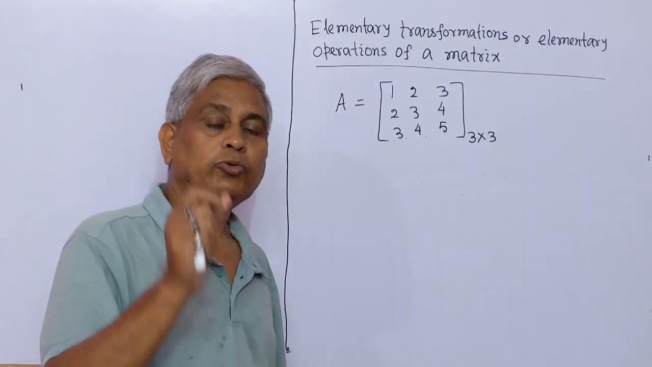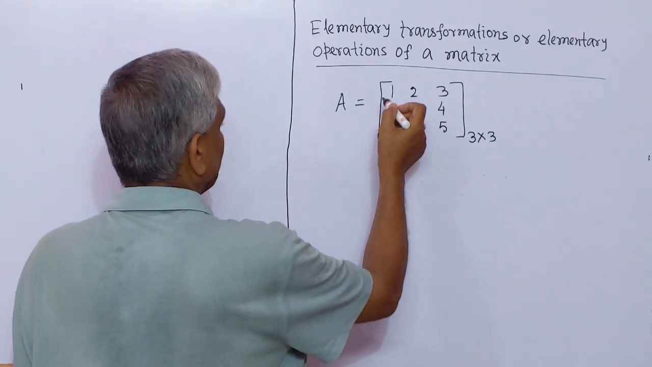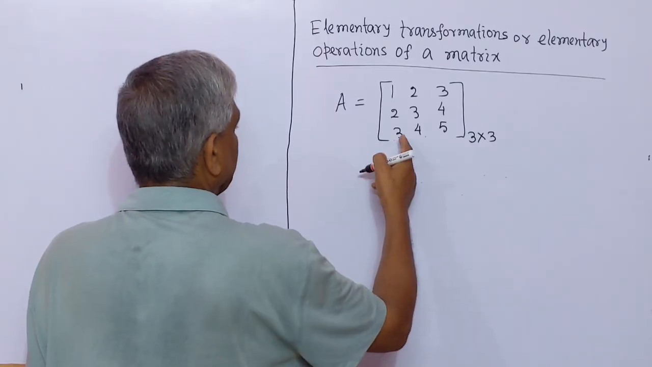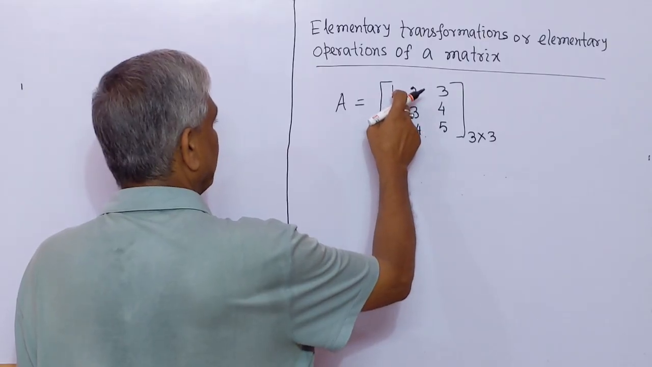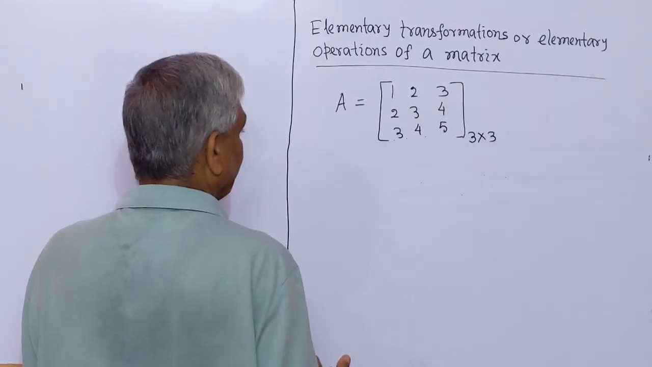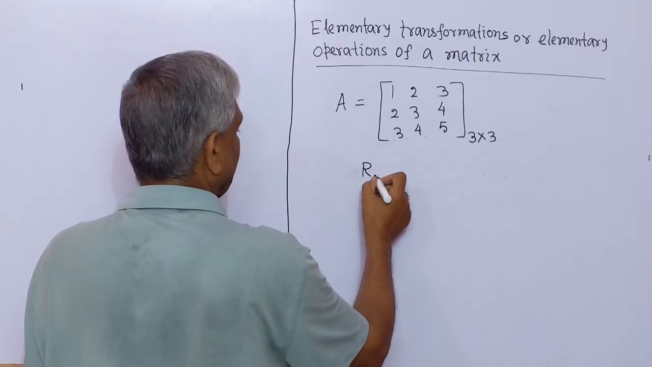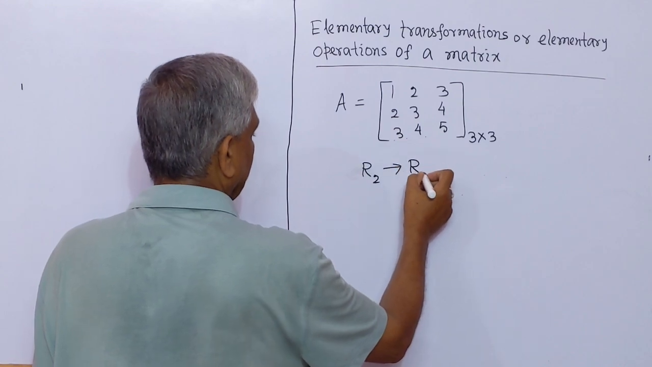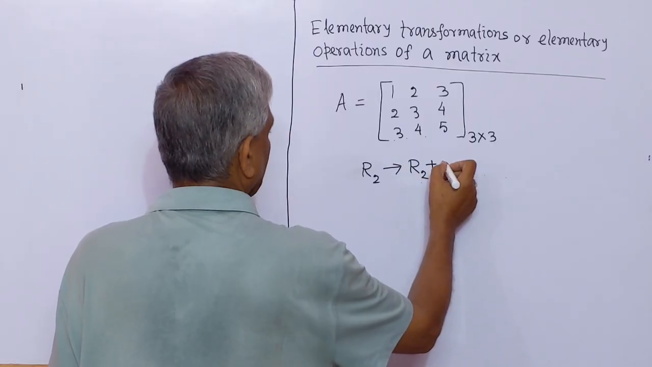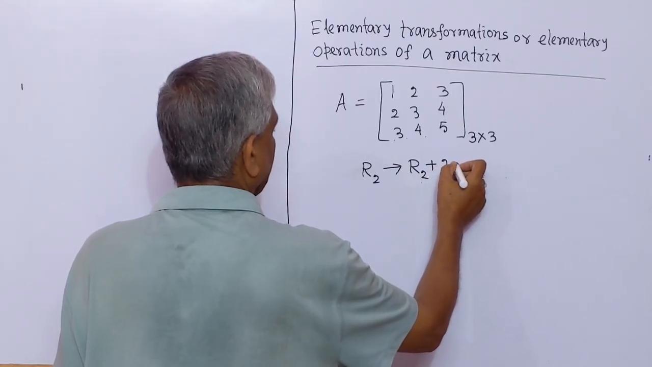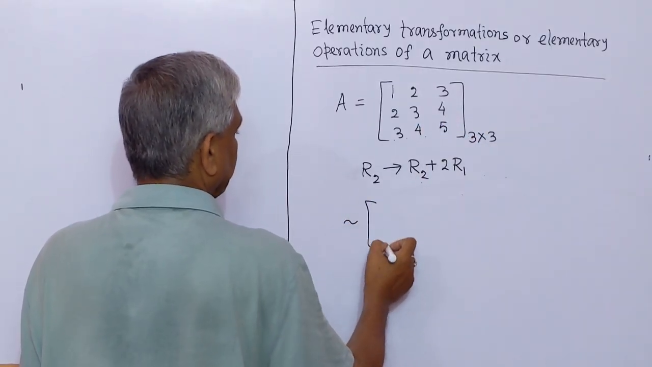Now we use the third type of transformation. The third type of transformation is that we may add to the elements of any row a constant multiple of the elements of any other row. Let us write in the position of the second row R2, the elements of R2 plus 2 times the elements of R1. This transformation will be of the form.